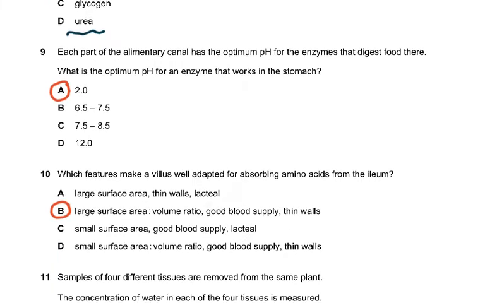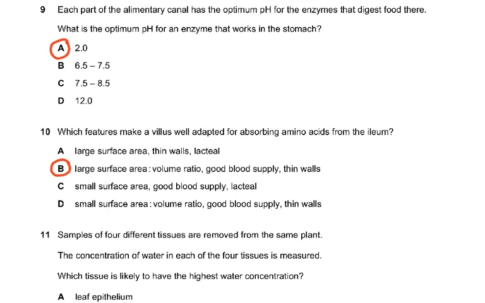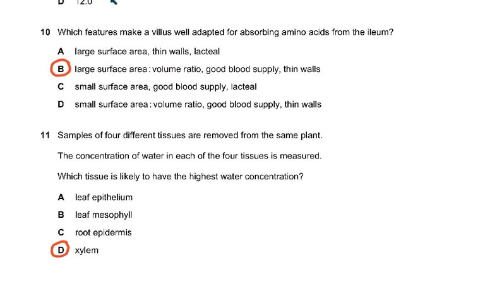So question number 9: each part of the alimentary canal has the optimum pH for the enzymes that digest food there. What is the optimum pH for an enzyme that works in the stomach? That's a very low pH, and that could have only been 2. All these others were higher. This is neutral, this is more than neutral, this is alkaline. So the answer was A. This was a very clear-cut answer. I think everybody should have guessed it.